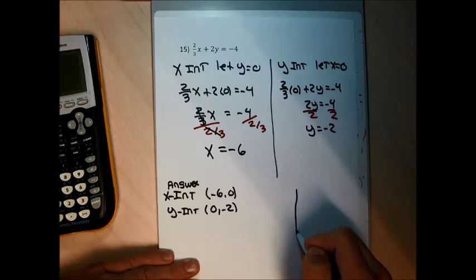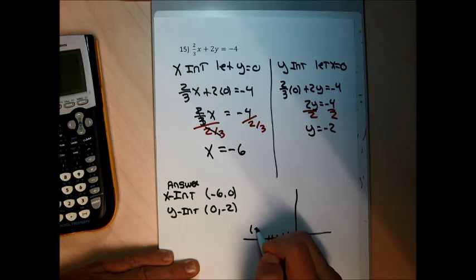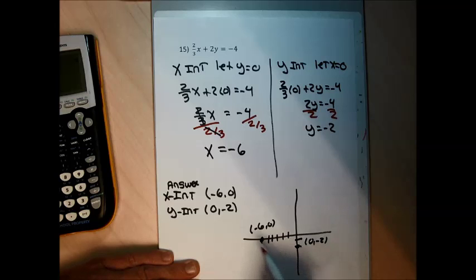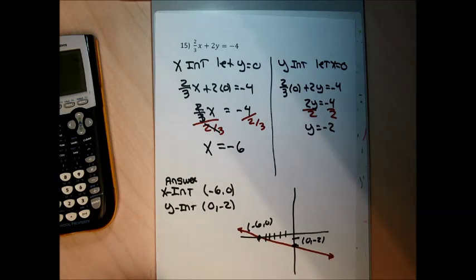Now I'll just sketch a graph. I'm going to plot -6 on the x-axis. Call that the point -6, 0. Plot -2 on the y-axis. Call that the point 0, -2. And finish up the graph. The graph's a line, so I connect the 2 points with a line. I usually throw arrows at the end of my line, but it's not a deal if you don't put the arrows there.